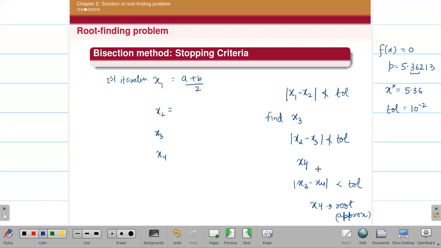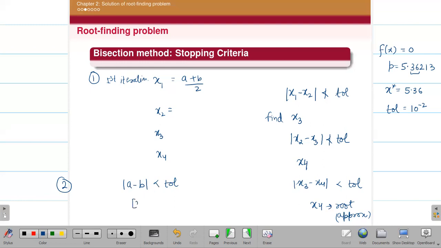This is not just any criteria for bisection. This is the criteria for any iterative method. So there is another criterion also. First, you can find the consecutive iteration difference. Second, you can find the endpoints of the intervals, which is actually the same thing. You find a minus b, and if it is less than your tolerance, then you stop.